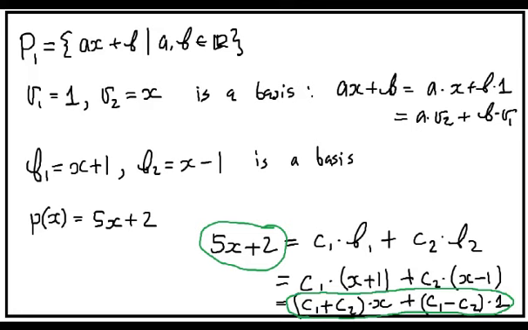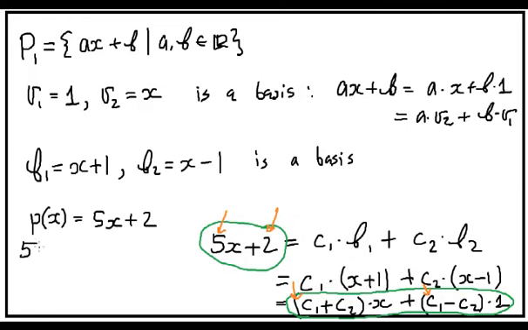we would want the coefficients of the polynomials to match as well. That's what makes two polynomials equal, if they have the same coefficients. So 5 should match with C1 plus C2, and 2 should match with C1 minus C2.